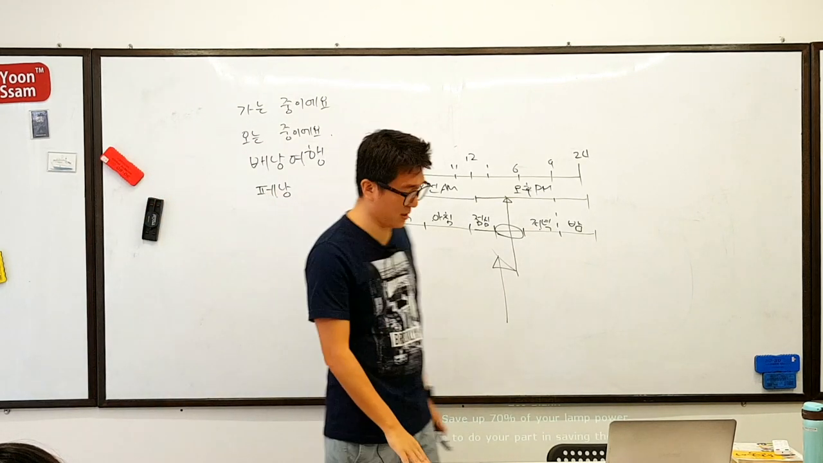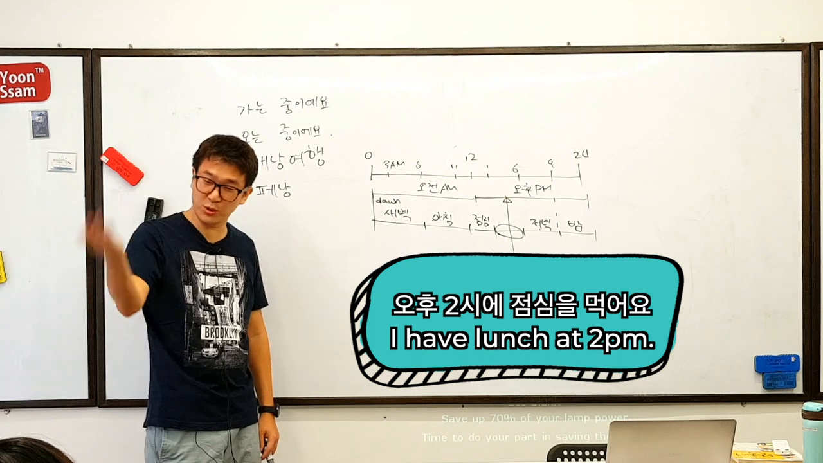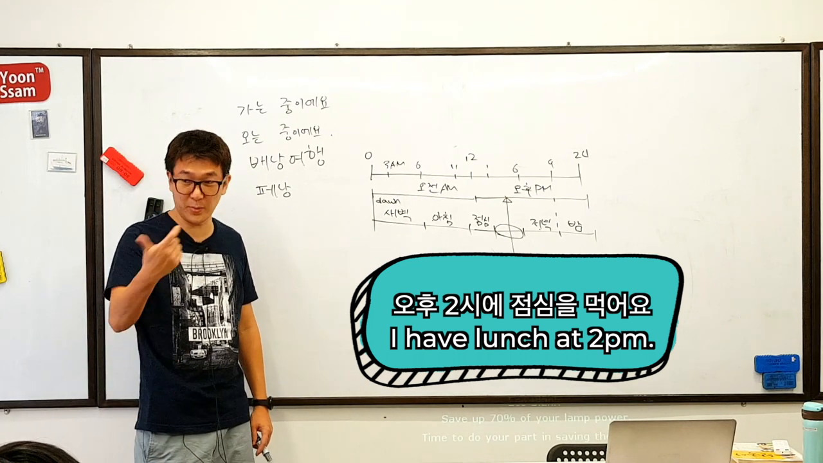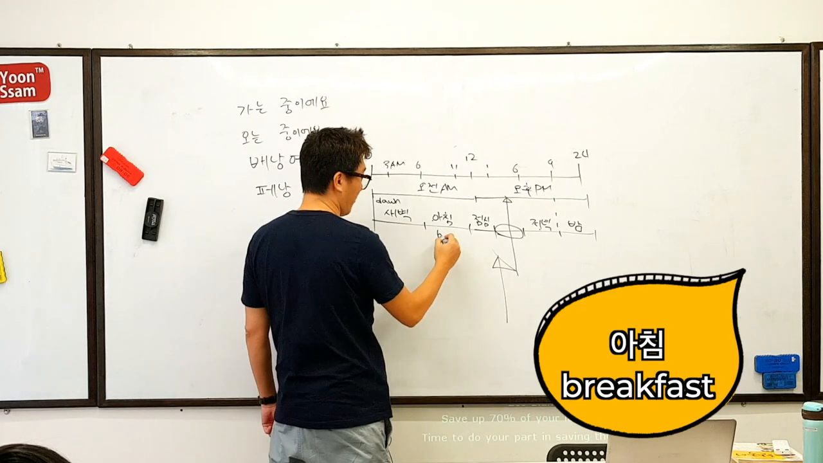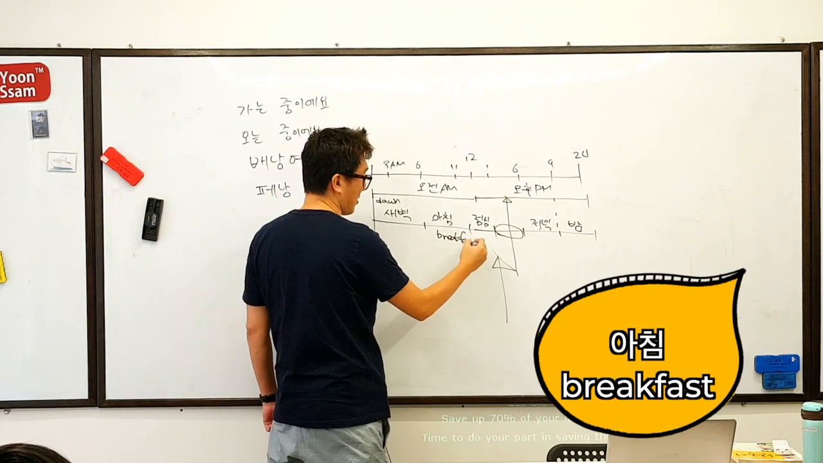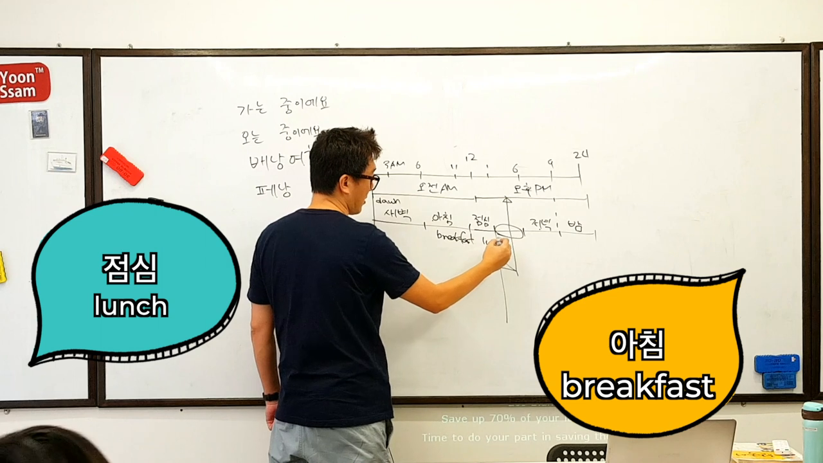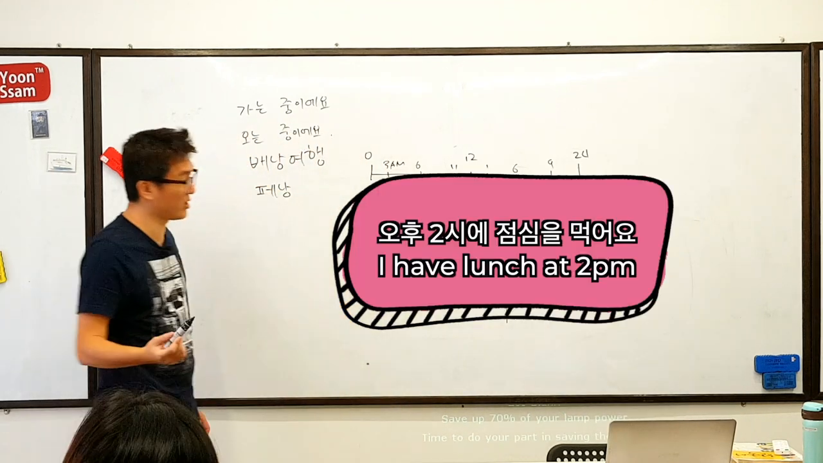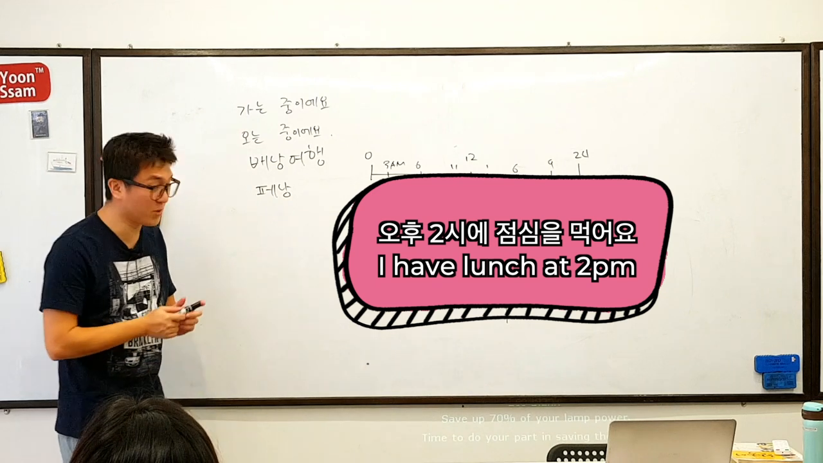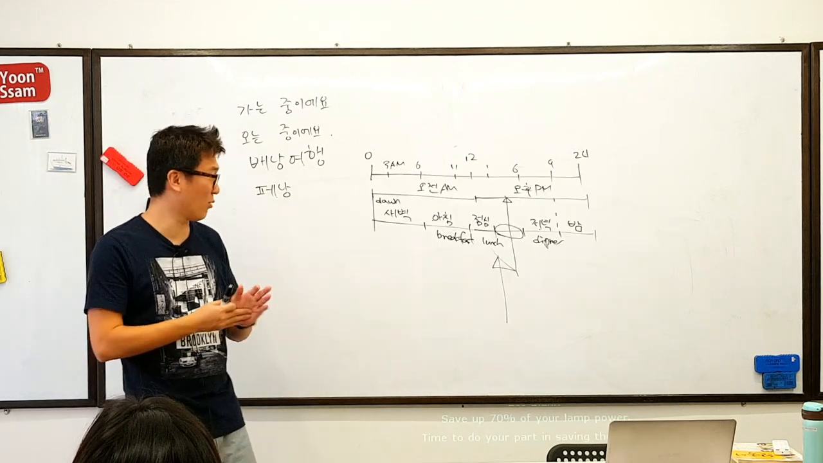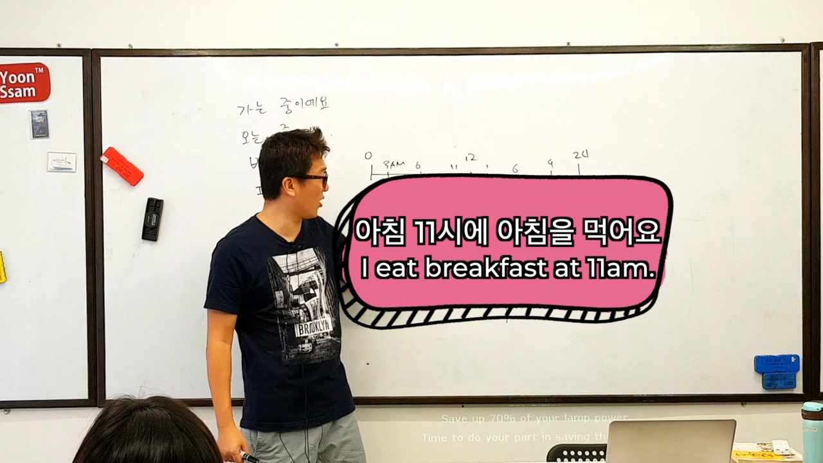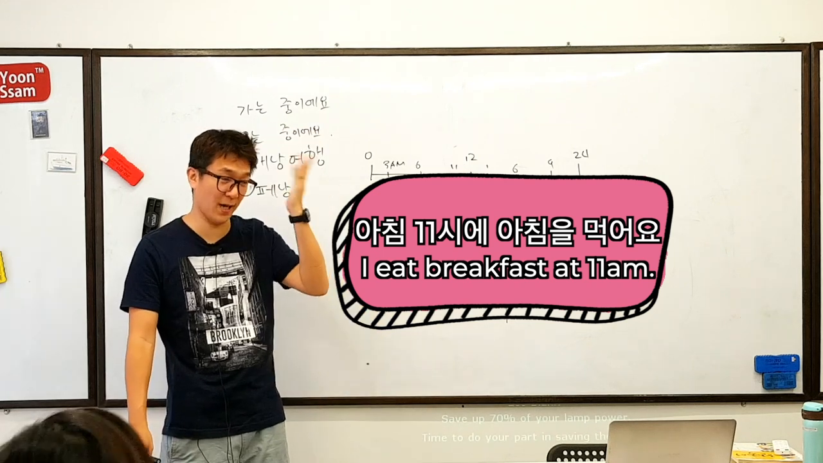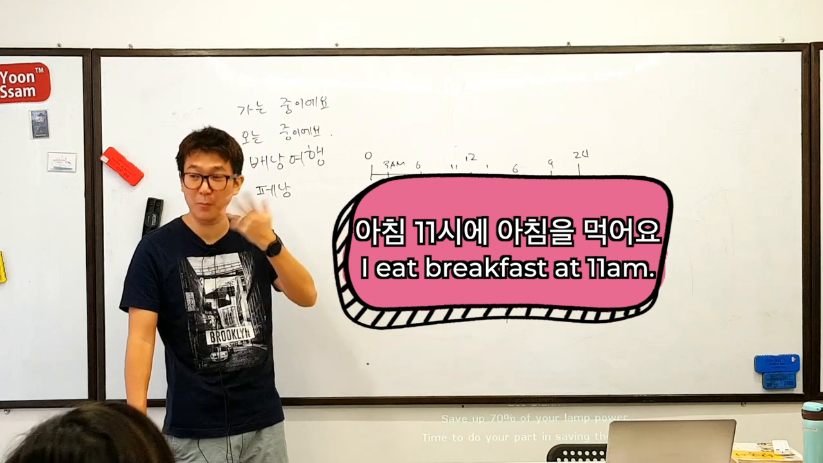So 오후 4시. You can say 오후 2시에 점심을 먹어요. 그러니까 점심 is a meal, right? So this is breakfast at the same time. Okay, and lunch. And this is dinner. 오후 2시에 점심을 먹어요. Or you can say 아침 11시에 아침을 먹어요. I mean, 아침 can be a time frame, and at the same time, a meal.